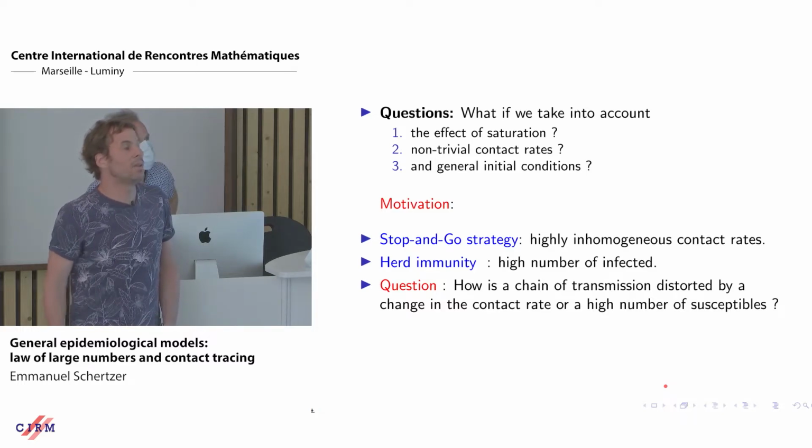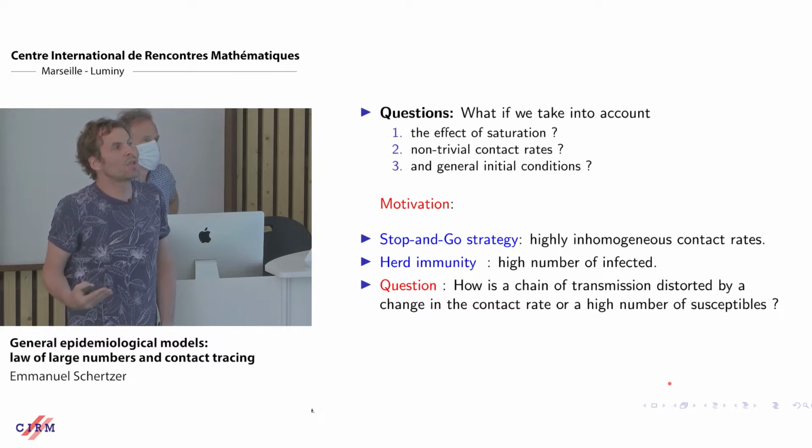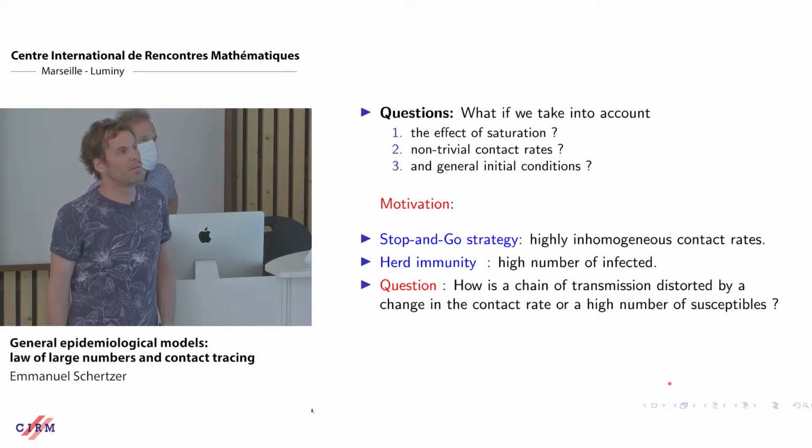So I think at least in the current context, this has to be taken into account. And if you talk about herd immunity, then of course making this branching approximation is not really valid, and it's important to take the finite population effect into account. And I don't think this question has been investigated from a practical point of view, but this is what interested me at the beginning: how is a chain of transmission distorted by a change in the contact rate or a high number of susceptibles?